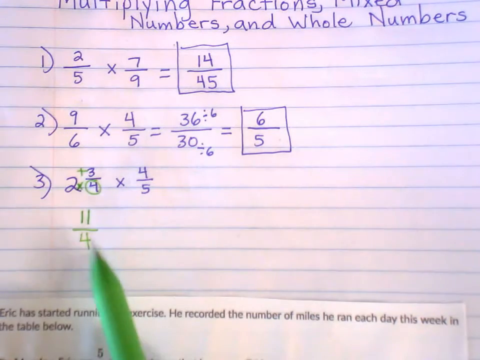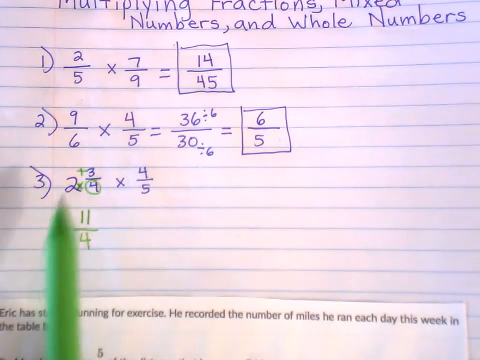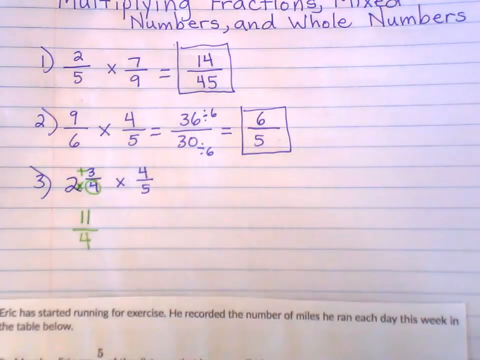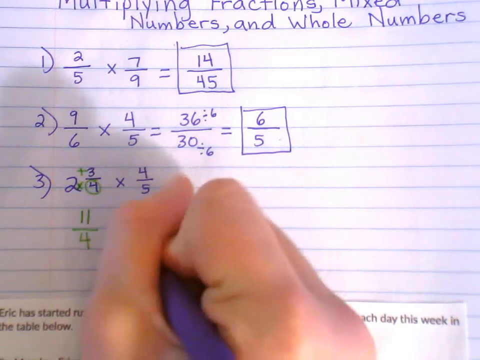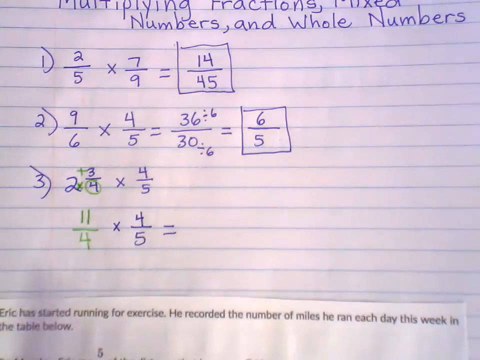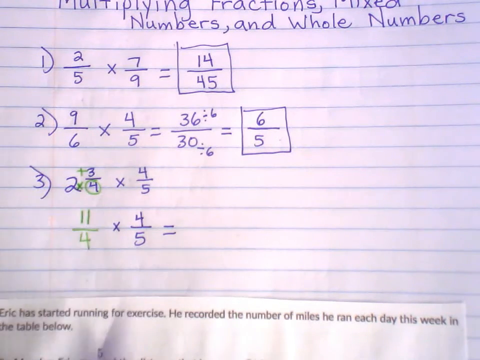Let me check. How many times does 4 go into 11? 2 whole times with 3/4 left over? Yep. So 11/4 times 4/5. And then you just multiply straight across once you have two fractions, not a mixed number.